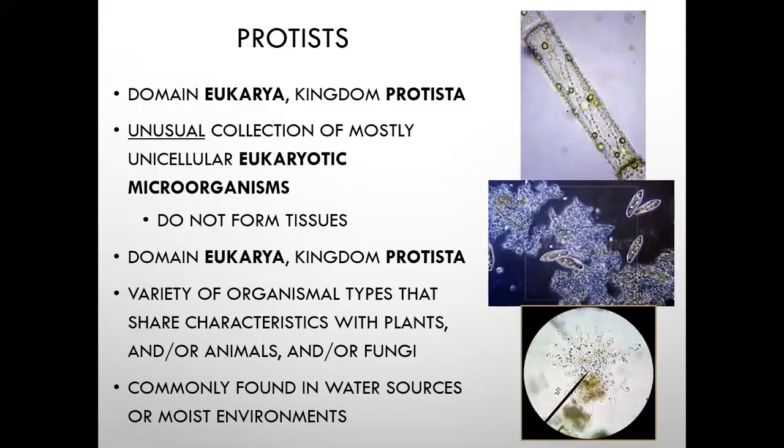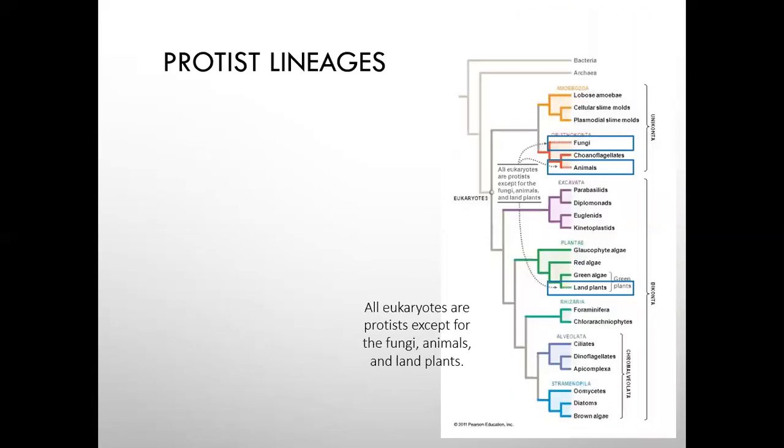We're going to talk about protists this week. We'll talk about the other kingdoms within eukarya for the rest of the semester. But protists are kind of a mixed bag. They're mostly unicellular microorganisms. They don't form tissues. They can have characteristics of plants, animals, fungi, or combinations of those. So it's a really wild group, and they're really common in water sources or at least very moist environments.